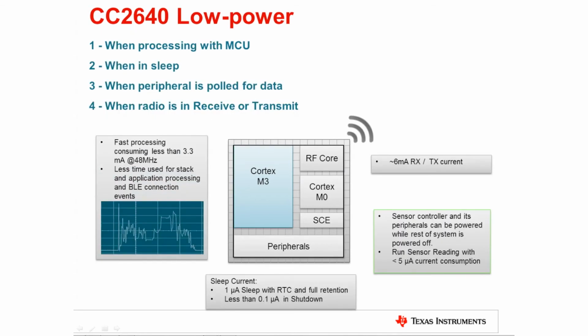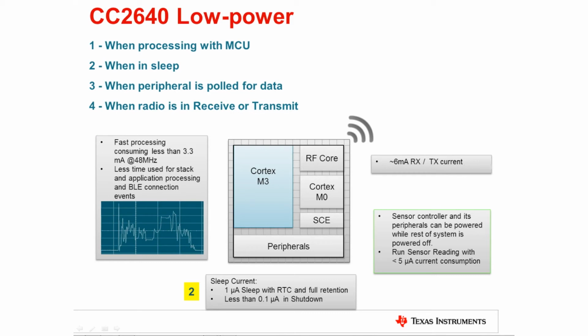The CC2640 enables low power consumption in a number of different ways. First, the Cortex-M3 processor consumes less than 3.3 milliamps at 48 megahertz. Compared to older microcontrollers, less processing time is needed for application and stack processing. Current consumption per MIPS is among the lowest in the industry.